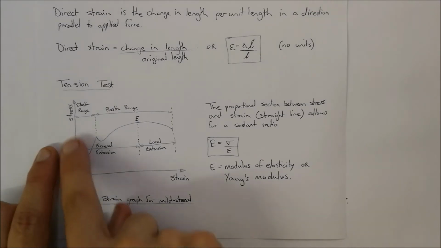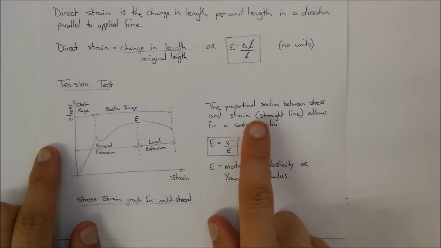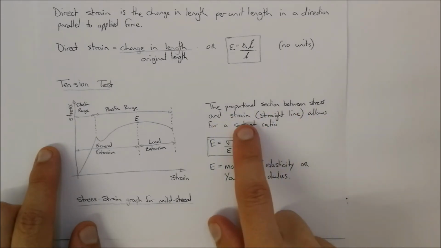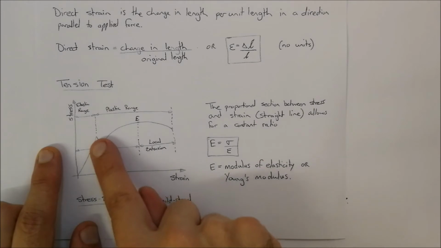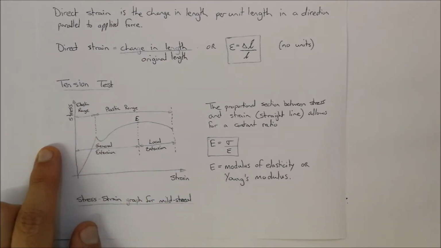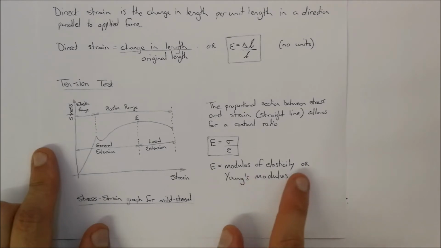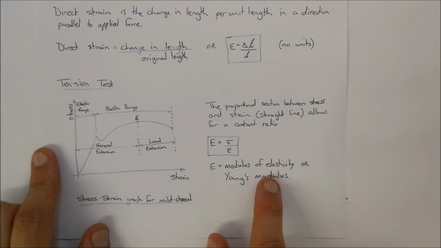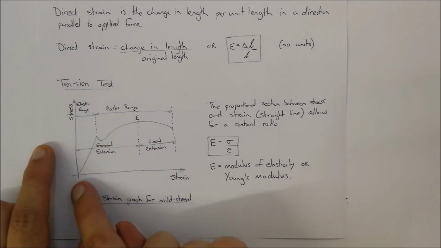This is known as your stress-strain graph. The proportional section, this straight line section over there, allows for a constant ratio between the stress and the strain. So you're able to get your modulus of elasticity, also known as Young's modulus, which is your stress over your strain. That is the linear part over there.